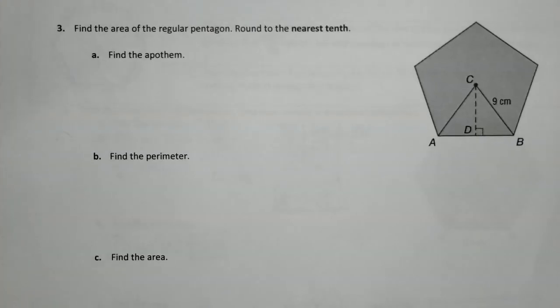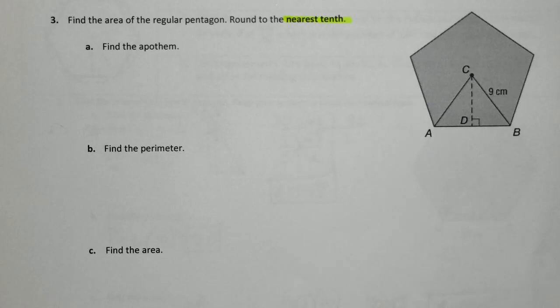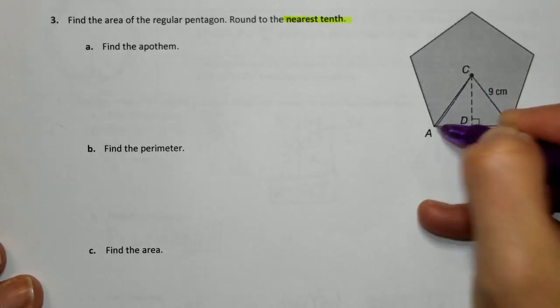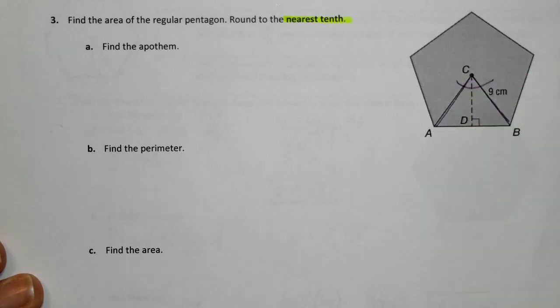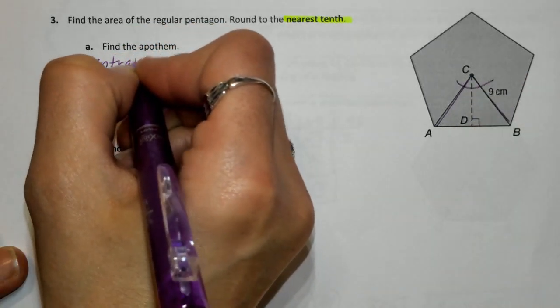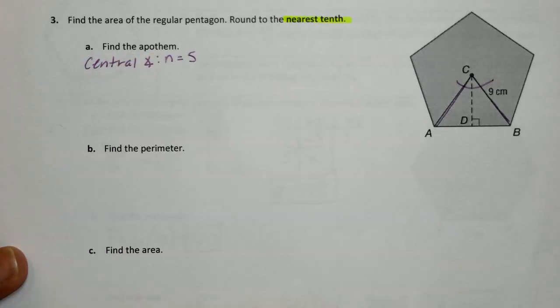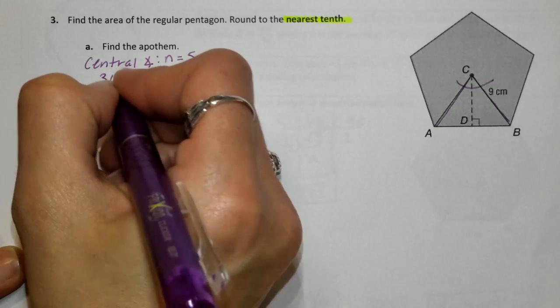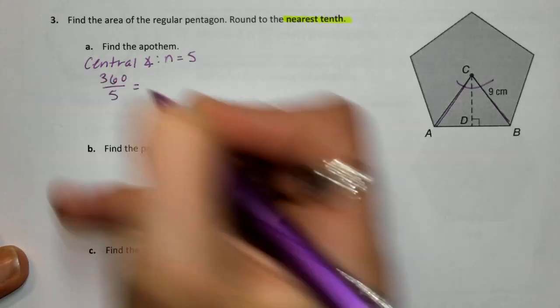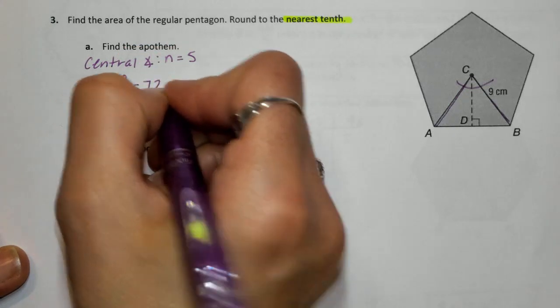All right, last problem. We'll be rounding to the nearest tenth. All right, find the apothem. Go ahead and go through these steps again. Finding that central angle right here. This is a pentagon, so n will be 5. And central angle, 360 divided by n, we're going to wind up with 72.